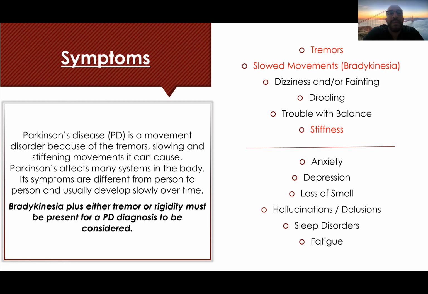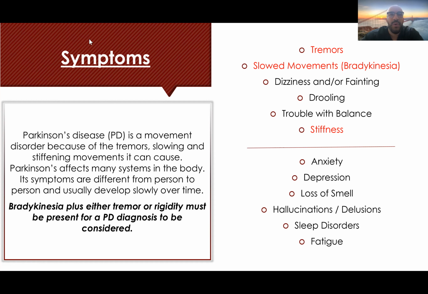Parkinson's disease affects many systems in the body. However, one of the most affected, of course, is the brain and the ability to move. But the symptoms associated with Parkinson's disease are very different from person to person and develop very slowly over time. So it's very slow, very gradual, okay?